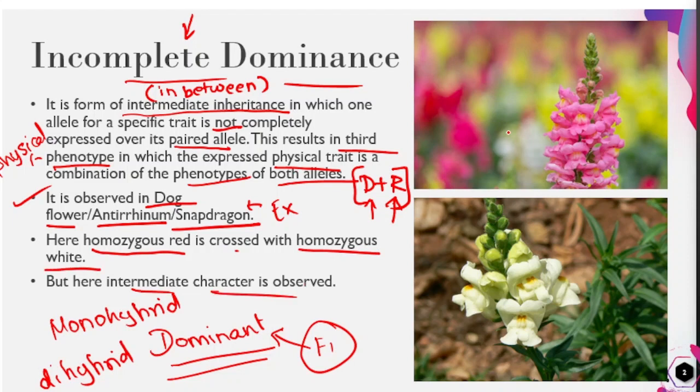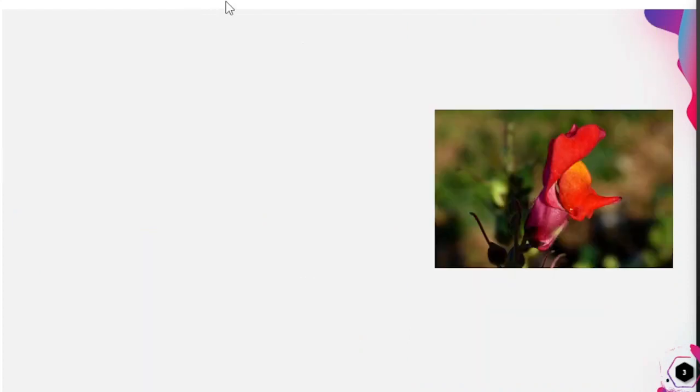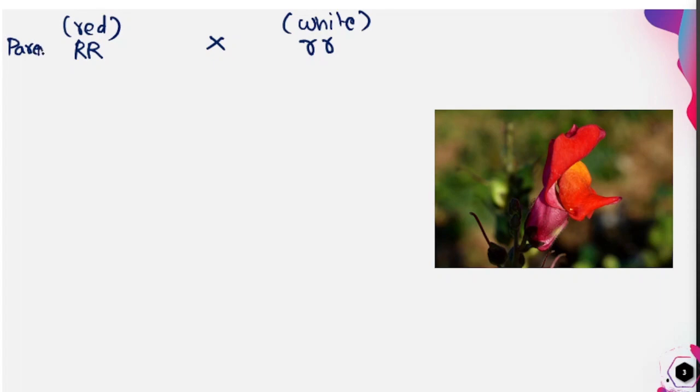I will explain this picture later, but before that I have to explain one written format. Clearly observe, I am going to draw a sketch. I take capital R, capital R, which is red. This is my dominant character, the red flower. I am going to cross this red flower with the white flower, which we take as small r, small r. These are my parents.